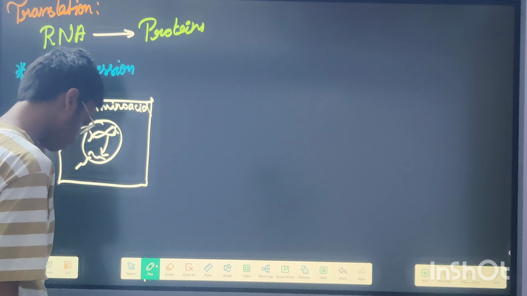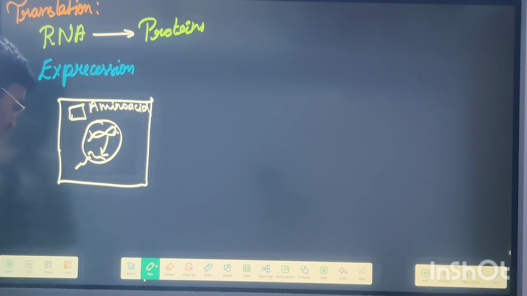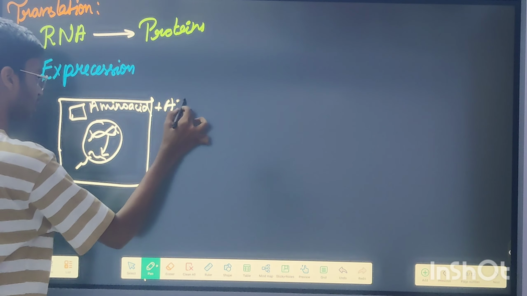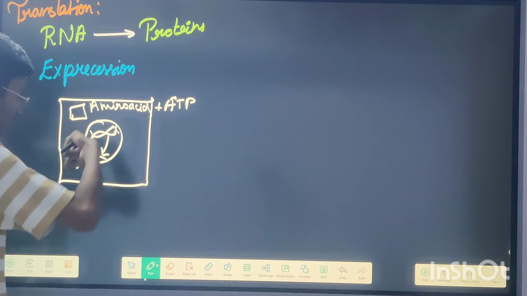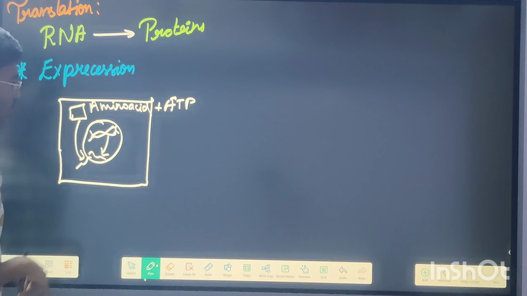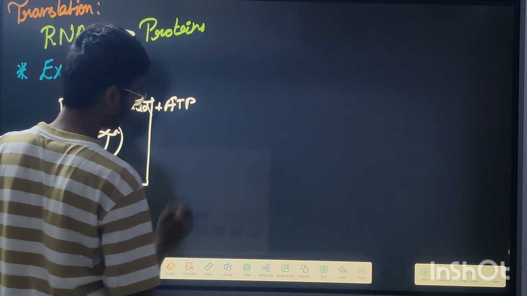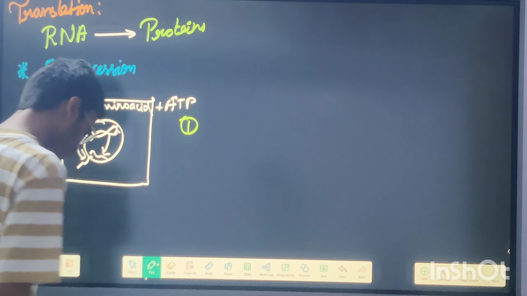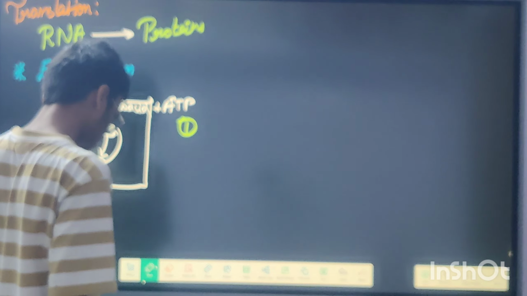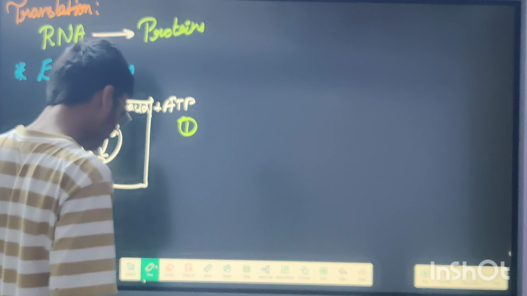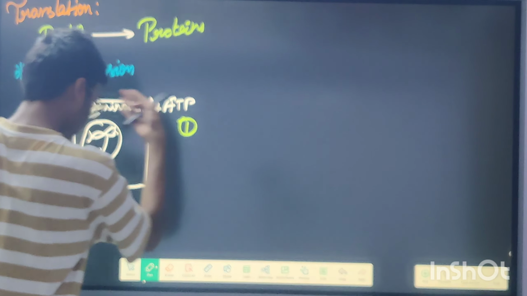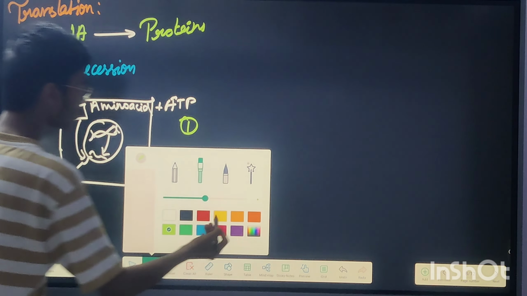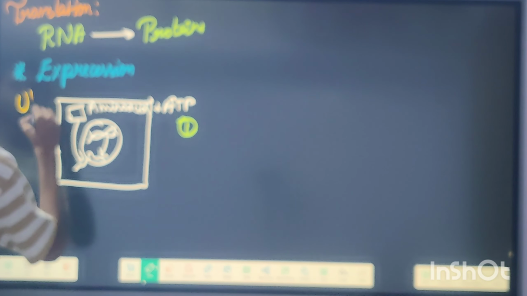What it gets is ATP. It gets ATP, so it gets energized, and then it comes to here, and then it attaches. Okay, so this is the first phenomenon that's happening. It is being energized. This is what will be happening in eukaryotes.